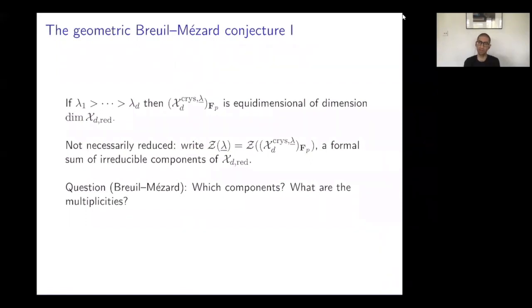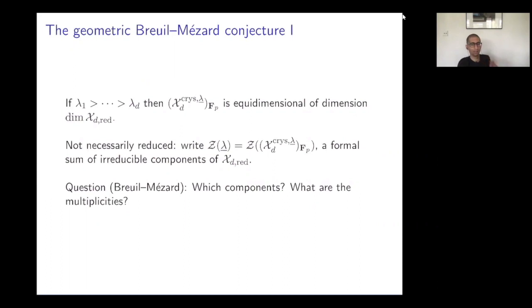Very briefly, historically, the Breuil-Mézard conjecture originally, in a much earlier paper of theirs, was purely about these multiplicities, as numbers with no geometric content. But now, with these stacks at hand, all the questions come down to: can we describe which irreducible components this special fiber is supported on, and what the multiplicities are for each irreducible component? So that's a conjecture.